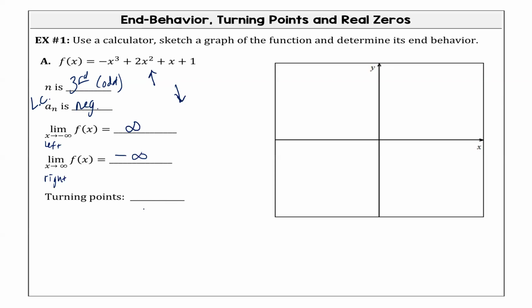Okay, what is the max number of turning points I can have? We have a max of 2. These are things you should be able to do without a calculator. Identify the degree, identify the leading coefficient, and describe the impact that's going to have on the behavior of my function.